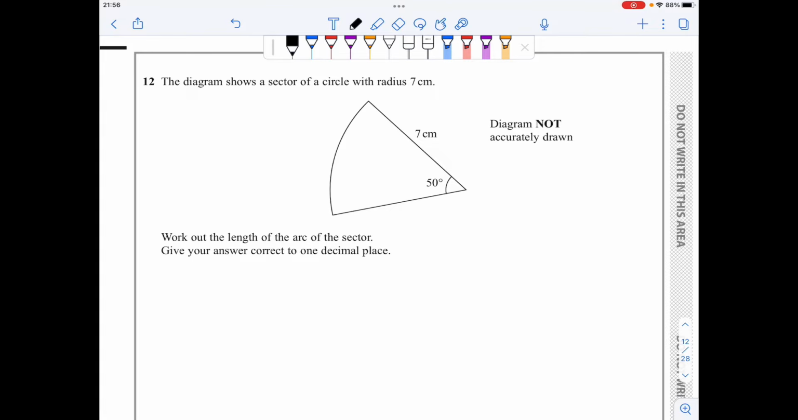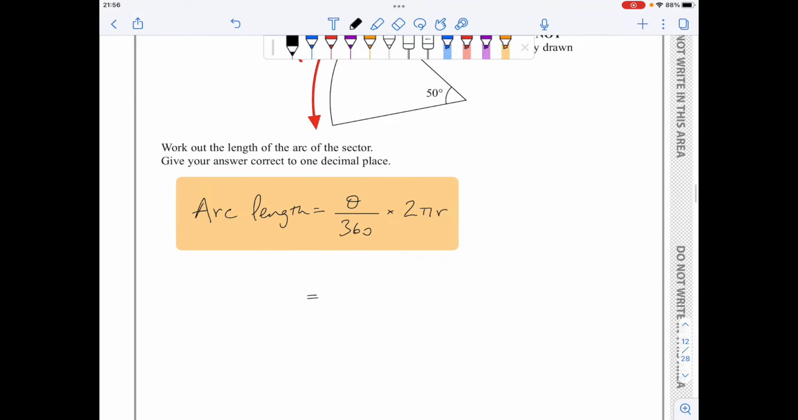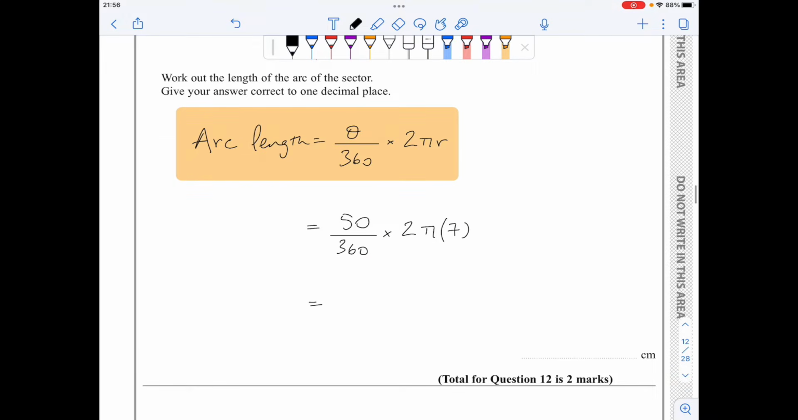In question 12, the arc length I'm asked to find is the following, and this is given by the following formula. So I will substitute the values in: 50 over 360 times 2 pi times 7. This will come out to be 35 pi over 18, and as a decimal, this is 6.1 centimeters to 1 decimal place.